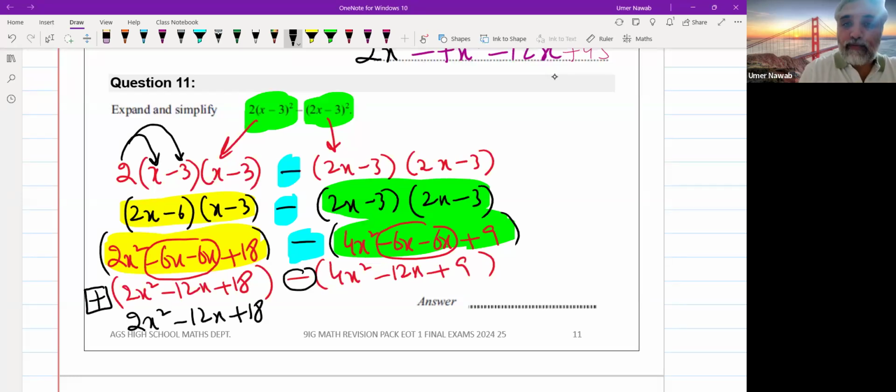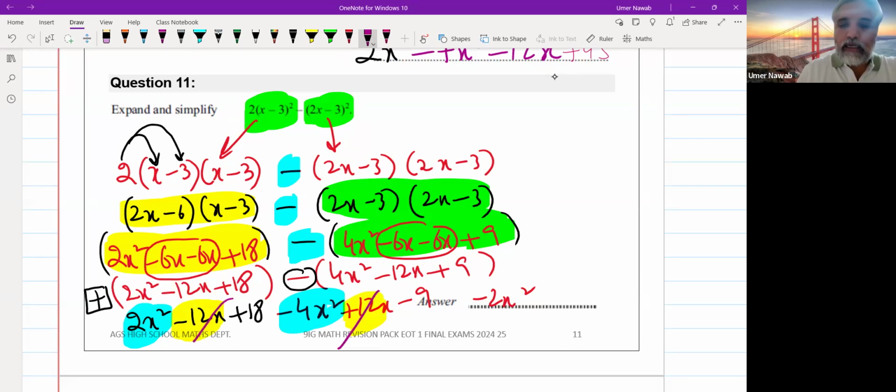Outside the bracket, negative, so change everything. Plus 4x squared changes to negative 4x squared. Negative 12x changes to plus 12x. Plus 9 changes to negative 9. Now my final answer comes to me after the simplification. So it gives us, guys, negative 2x squared. And then after that, we have here negative 12x plus 12x. We need to cancel it. And then 18 minus 9 is going to give you plus 9.